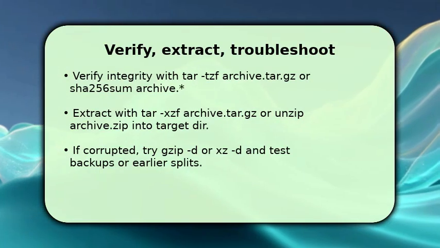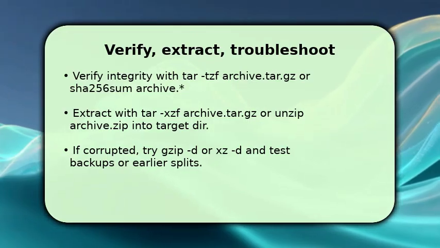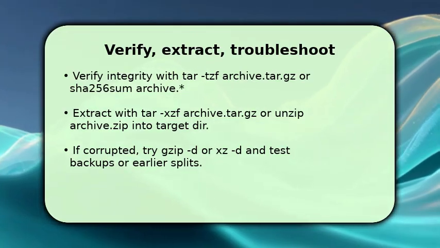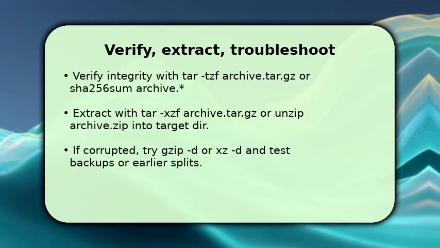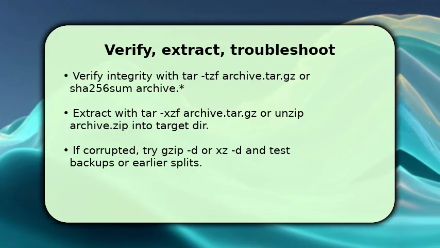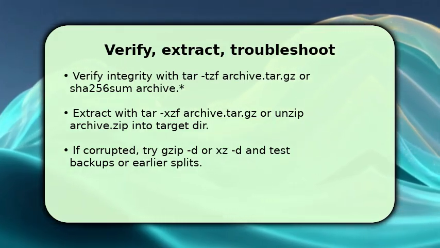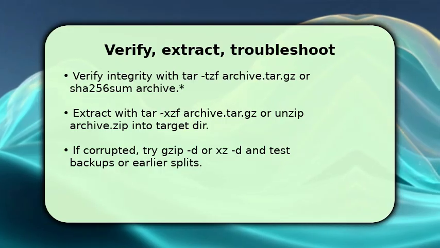You finish by verifying and testing the archive. List contents with tar tzf archive.tar.gz, or compute a checksum with sha256sum to ensure integrity before deleting originals. To extract, run tar xzf archive.tar.gz into a safe target directory, or unzip when using zip.